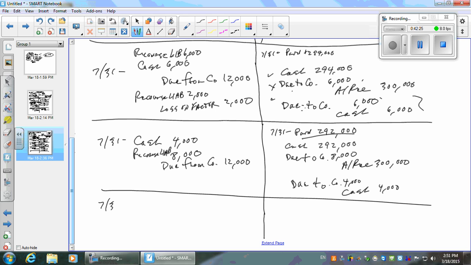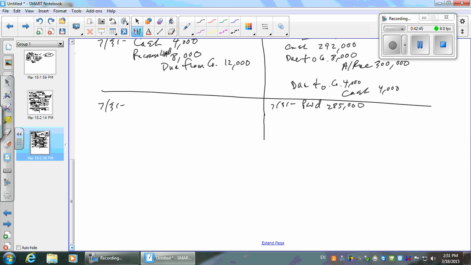So let's say that instead of 292, they have 285. On July 31st, they get paid 285, and they're going to give up on the rest of it. How is that going to work? Debit cash 285, credit receivable 300, and then you debit a loss. Accounts receivable is 300,000. Loss for 15,000.